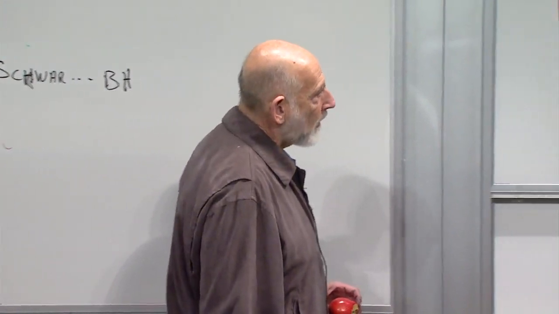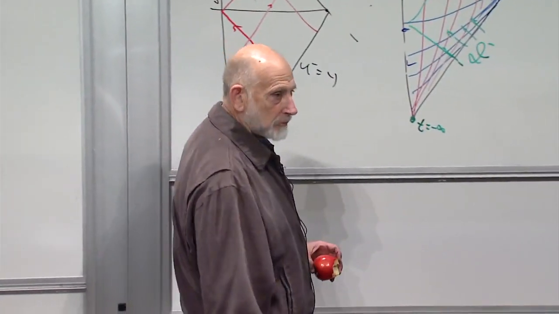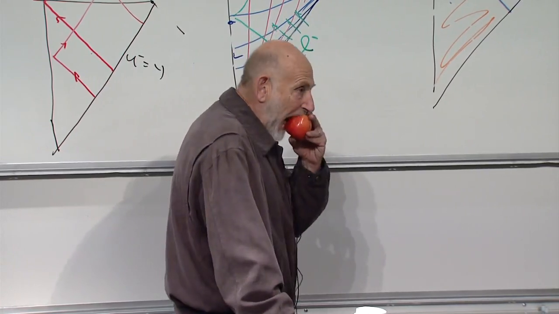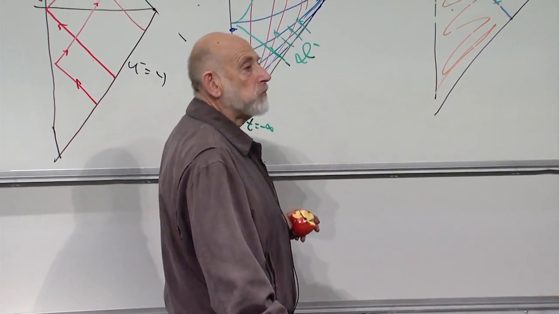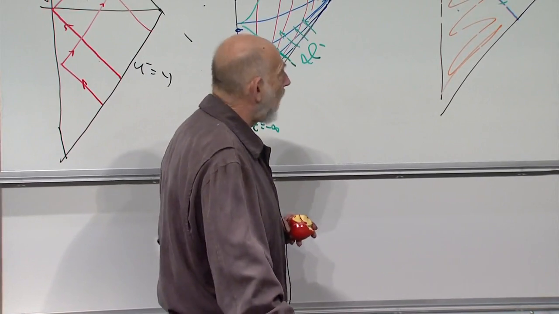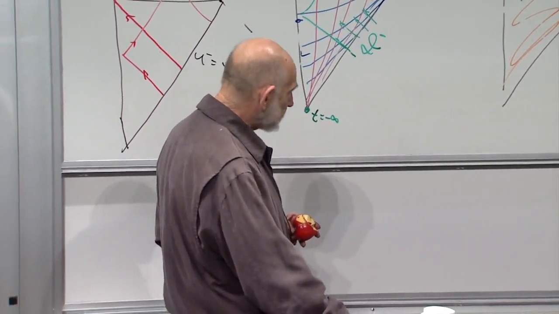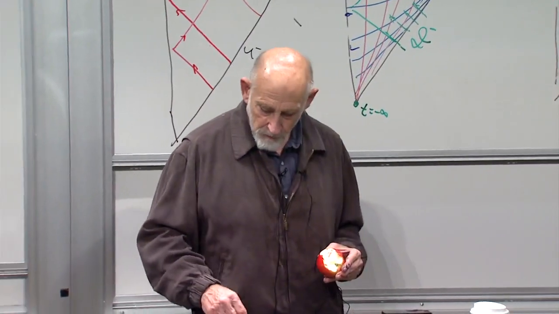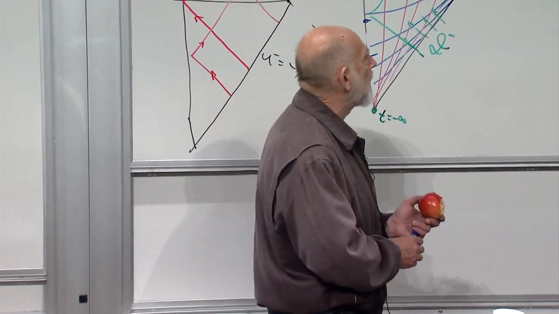Any questions about this? If you have a shell of matter like that collapsing, is there any kind of discontinuity when it crosses the Schwarzschild radius? No discontinuity. But we're going to put that in and see where it is. No, nothing special happens.